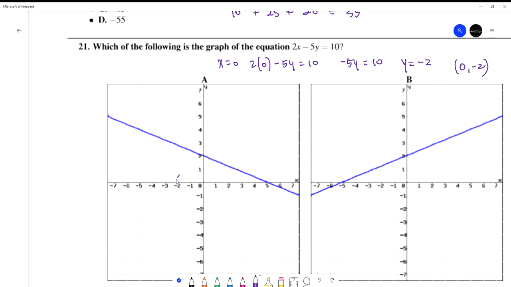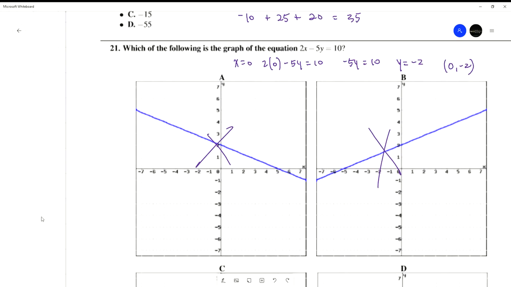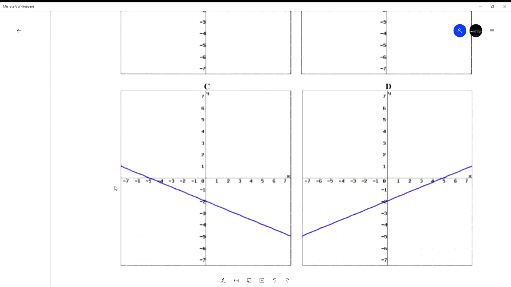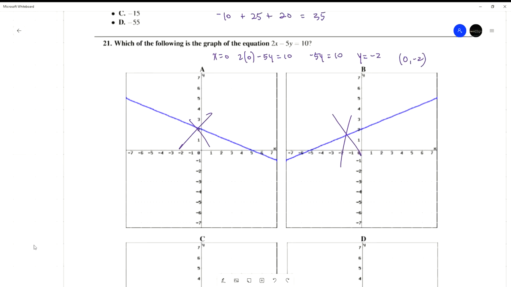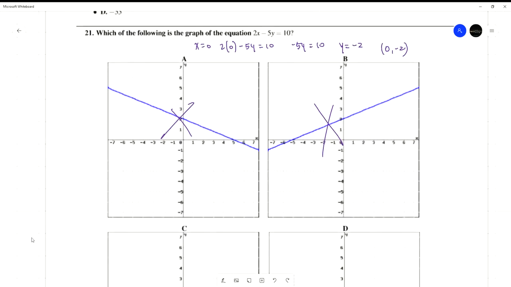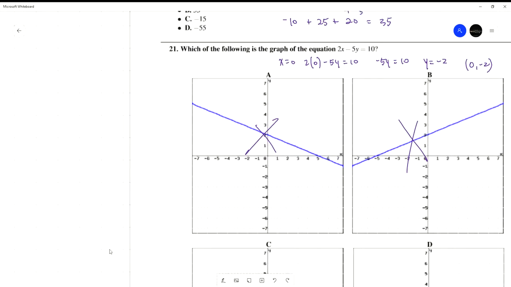So I already know A is wrong and B is wrong. Let's see if C and D are right or wrong. Okay, so these both have negative 2. (0, -2) here, and (0, -2) there. Next, we have to figure out our y is equal to 0. Actually, let's just stay up here and do it.